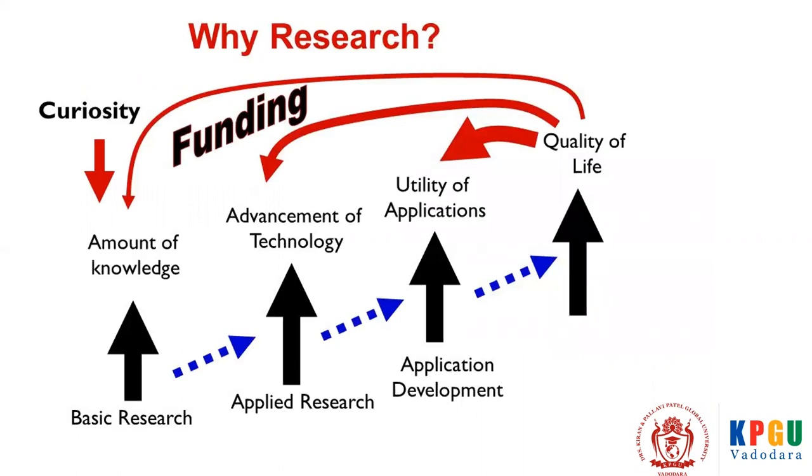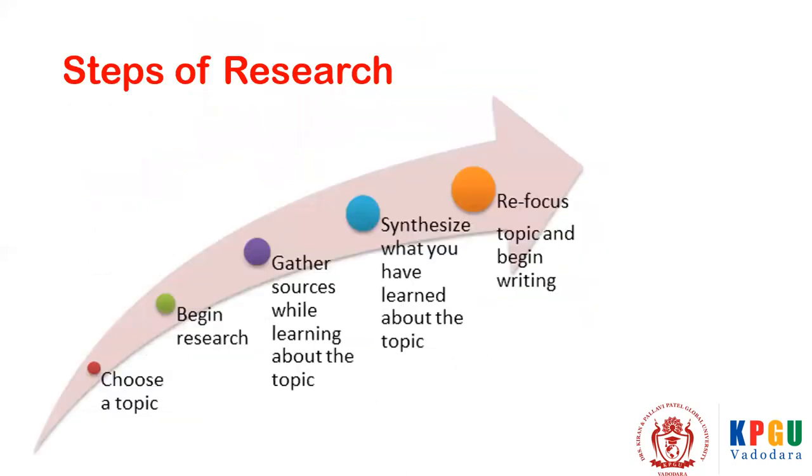So why do you want to go for research? In an absolute sense, basic research leads to applied research. The knowledge of basic research helps in applied research. Applied research helps in application development, which helps in improving the quality of life. Once quality of life improves, and then you have funding for it, which results in utility of applications, advancement of technology, and the amount of new knowledge, right? And curiosity is also a catalyst in this circle.